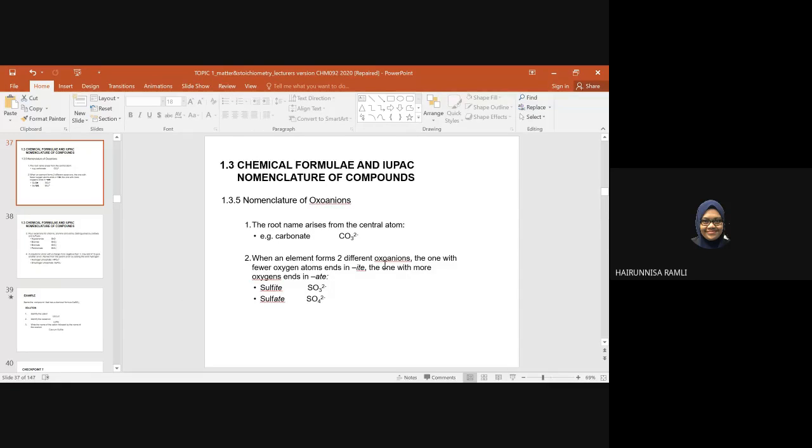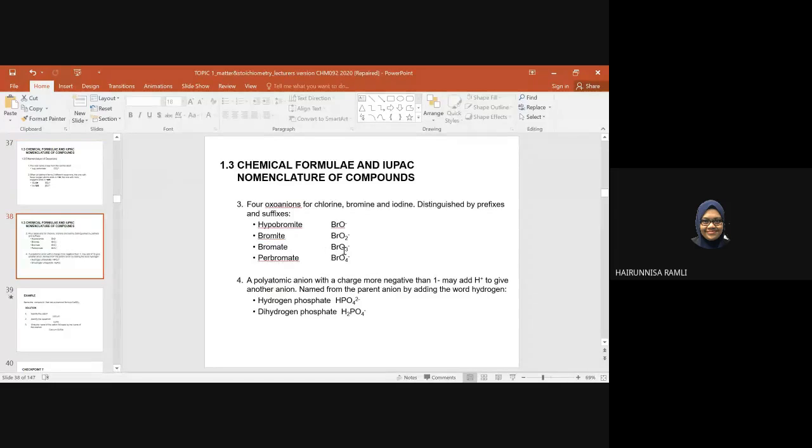When an element forms two different oxoanions, the one with fewer oxygen ends with ITE. The one with more oxygen ends with ATE. Macam tadi saya cakap, sulfur, kalau dia combine dengan oksigen, maksimum dia boleh ada 4 oxygen. So nama dia mesti ATE. Kalau you buang satu oksigen, dia jadi ITE, sulfite. ITE ya, sulfite. Kalau S-U-L-F-I-D-E, sulfide, dia S 2 minus. Beza kat situ.